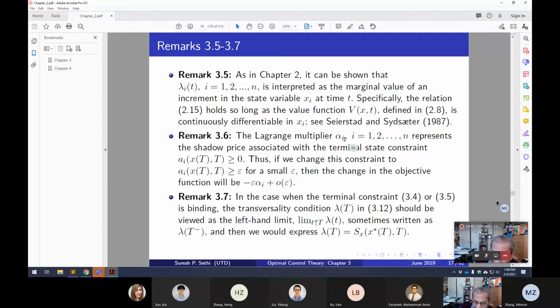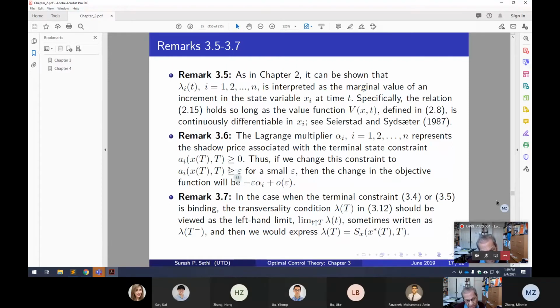What is alpha I? Well, alpha I is a Lagrange multiplier which is associated with this constraint AI, and it is a value of the resource here. That means suppose I change this to that. Notice when I change to that, I can only reduce the objective function, because that constraint allows me more x trajectories than this one does. And if I allow you more trajectories, then I can get a better objective function.